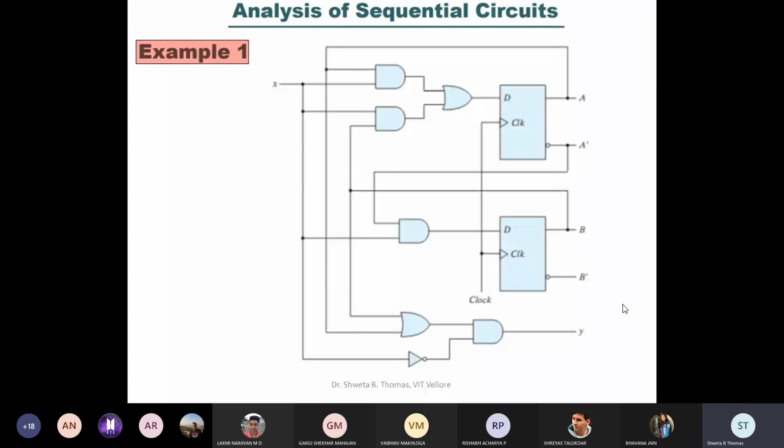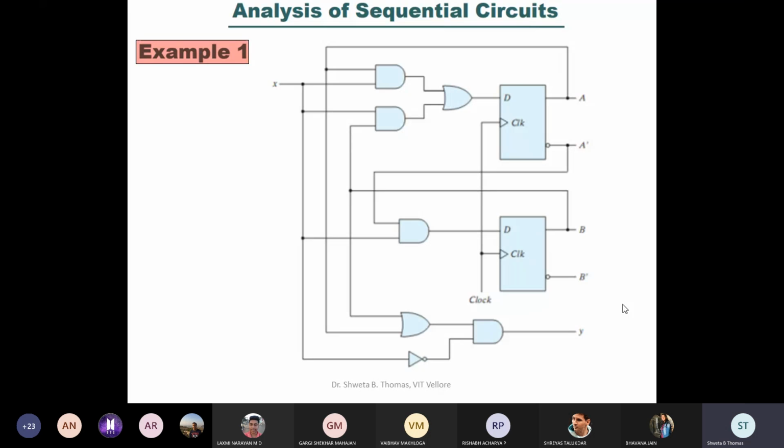Fine. If you remember, before we started the sequential circuit, what was the circuit? Combinational circuit, where feedback was not there, only input and output were available. But in the case of sequential circuit, in addition to this, we have the feedback combination also. For that, we are using the flip-flop.